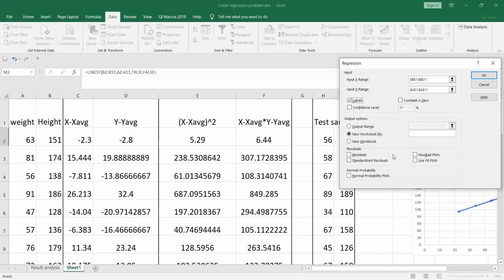Now this is important, residuals. Here I am using residual plots, standardized residuals and line fit plot. The line fit plot is the one which we have already drawn with the calculated value. Residual is the difference between the observed and predicted, so it shows how much it varies. This is the residual plot. And standardized residual is like standard deviation: how much deviation there is in the error which we have got through the residual. So I click OK.